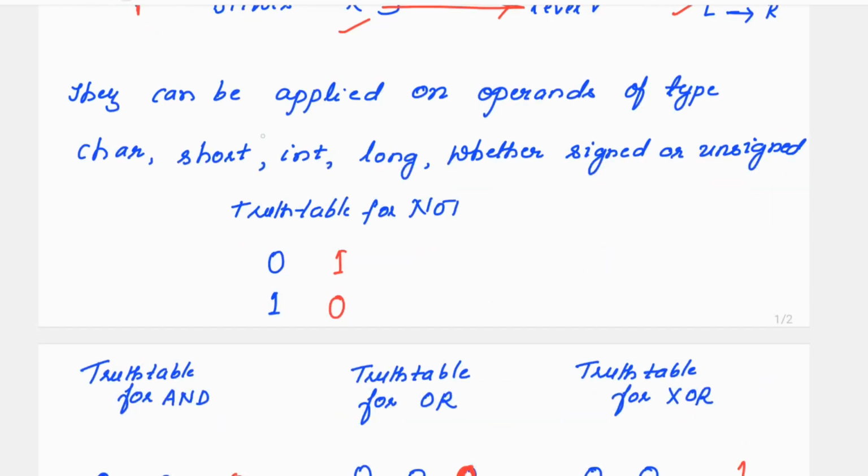One important point you need to remember is that these operators can be applied on operands of data types character, short, int, long. They can be signed or unsigned. That means they cannot be applied to float or double variables. You cannot perform bitwise operations on float or double variables.